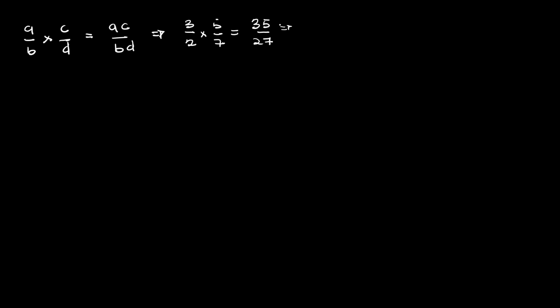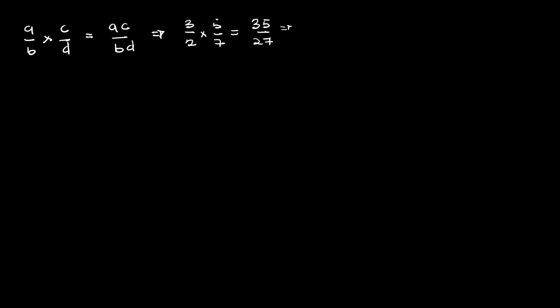Whenever you are given something like A all over B times C all over D, we all know that it will become A C all over B D. It doesn't mean that when you have something like 3 all over 2 times 5 all over 7, it's going to give you 35 all over 27. No, this doesn't really make sense. In other words, we are only combining these things because they are letters. But for numbers, you just need to use your multiplication indeed.